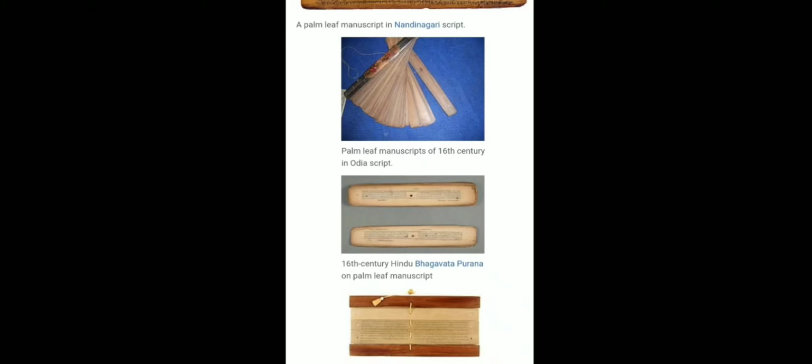In the third one, you can see the 16th century Hindi Bhagavad Purana on a palm leaf manuscript. You can see the hole in between from where it was tied and gave the shape of a book. And the last one, the palm leaf Hindu text manuscript from Bali, Indonesia, showing how the manuscripts were tied into a book. In the last, you can literally see a book form, a page of a book.